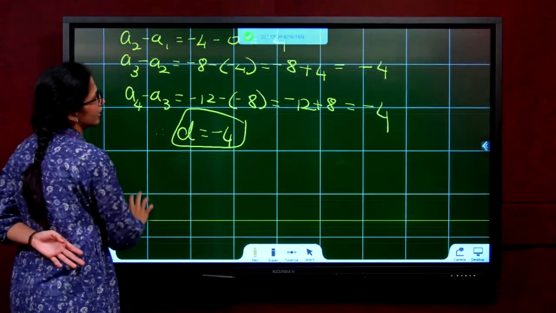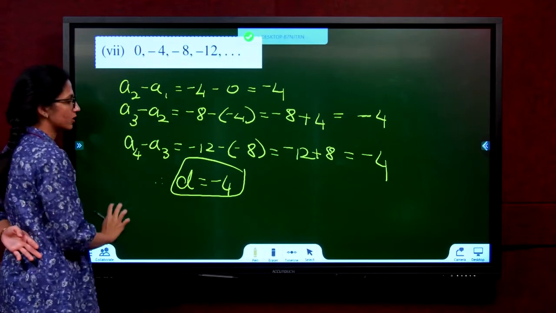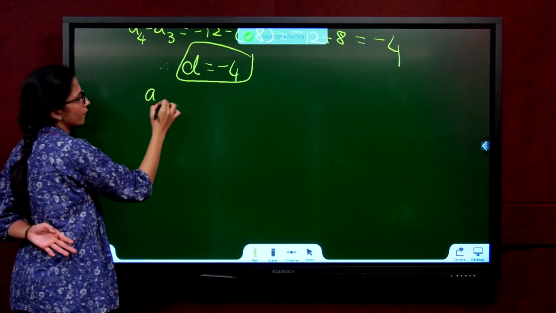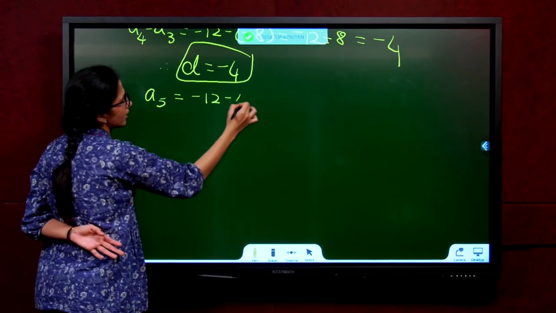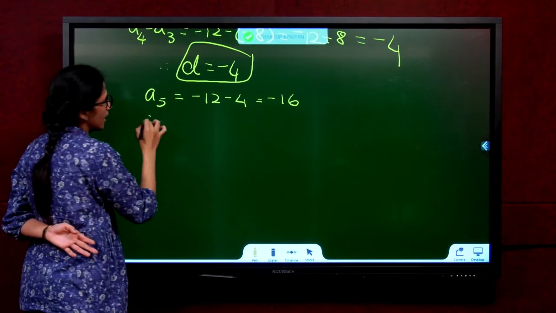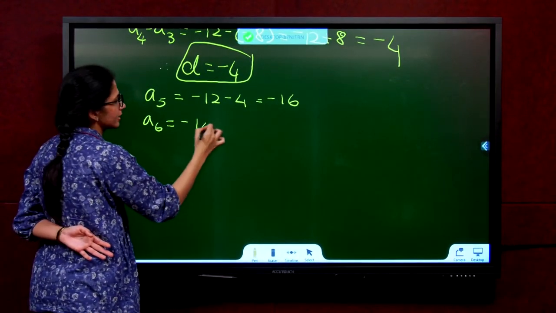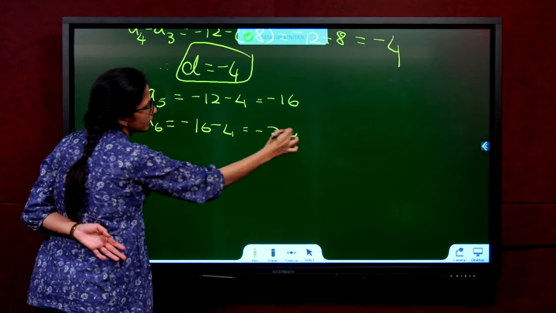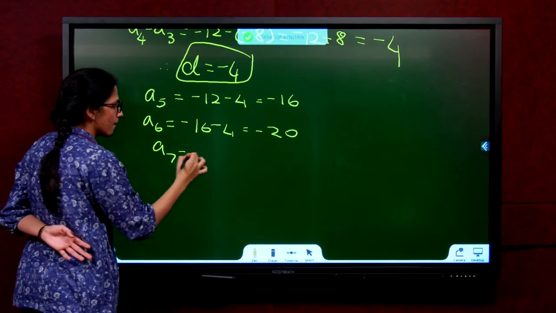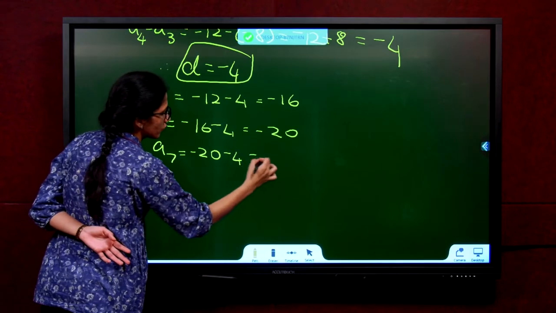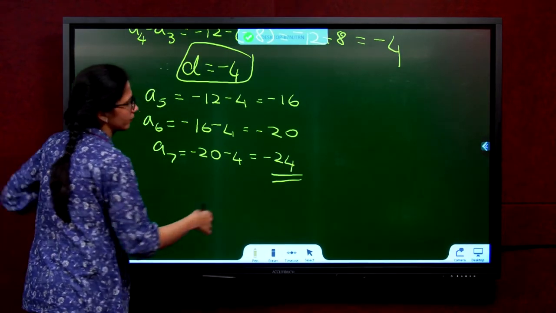You have to find the next few terms. The last term here is minus 12. So A5 will be minus 12 minus 4, minus 16. A6, minus 16 minus 4, minus 20. A7, minus 20 minus 4, minus 24.